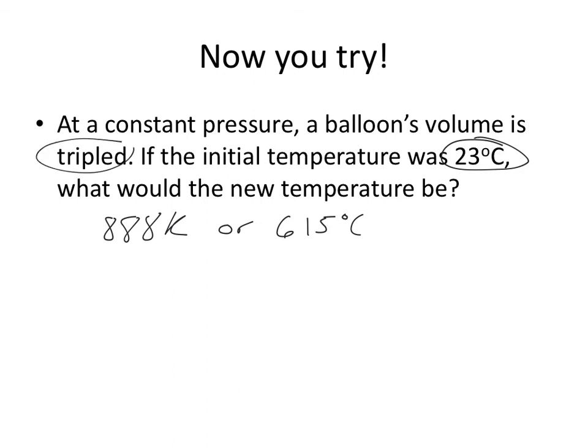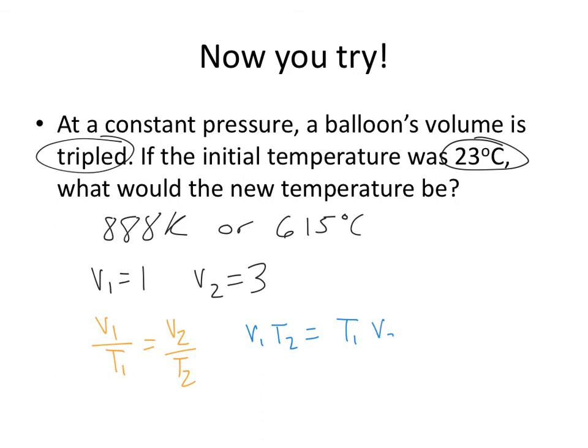Again, when we see something like tripled, that means that we could say that V1 was 1 and V2 is 3. Also be sure that you solved it correctly. So if it's usually V1 over T1 equals V2 over T2, the first thing you'd want to do is cross multiply. So V1 times T2 equals T1 times V2. And then we would divide both sides by V1. So T2 equals T1 times V2 over V1. All right.